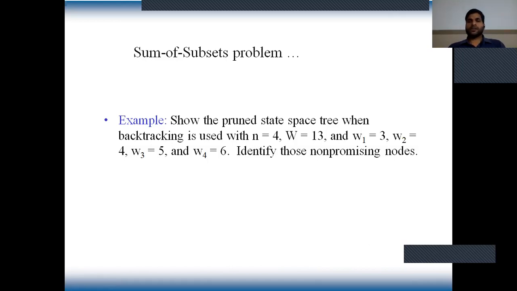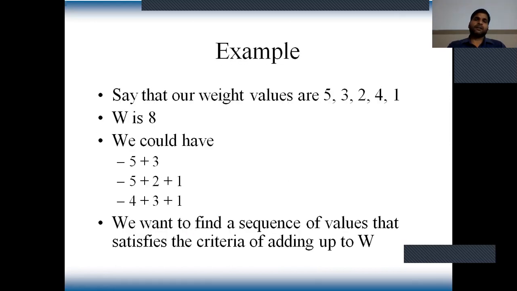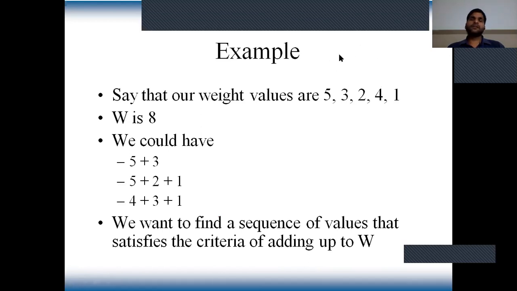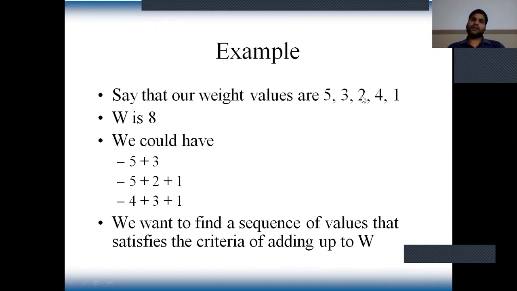We can also draw the tree space diagram using the sum of subset problem. First we have an empty node, then we can select the values 5, 3, 2, 4, 1, that is items I1, I2, I3, I4, I5. In total we have 5 options. Suppose we select 5, then we have 4 options: 3, 2, 4, 1. If we select 3, then the sum 5 plus 3 equals 8. This is one solution.